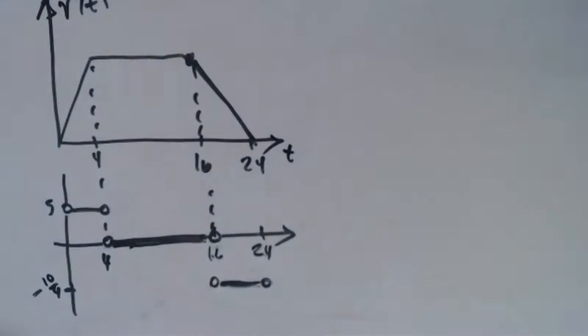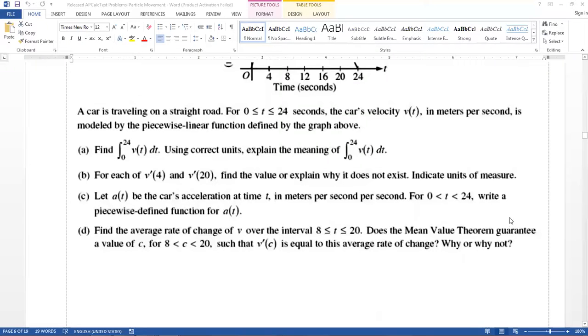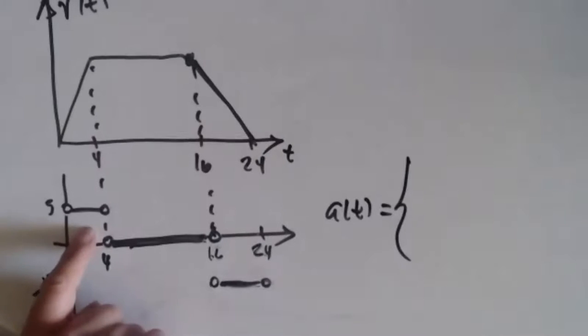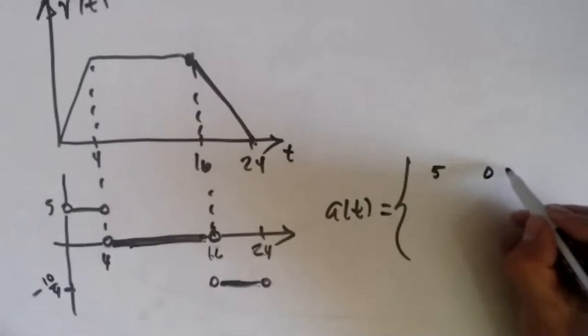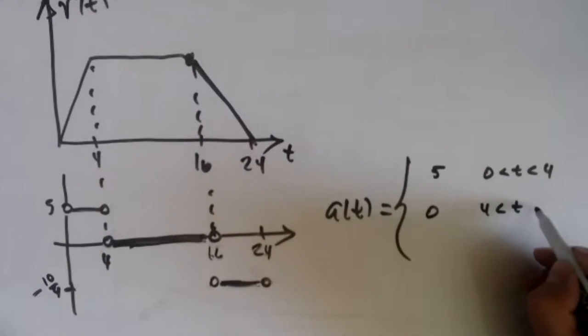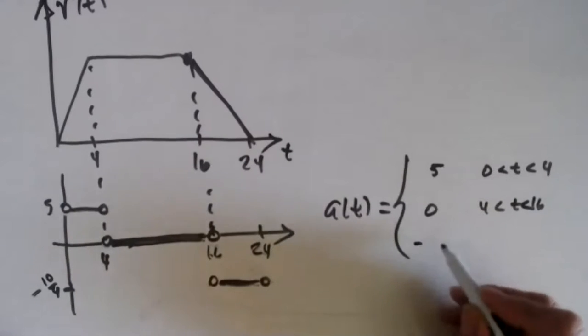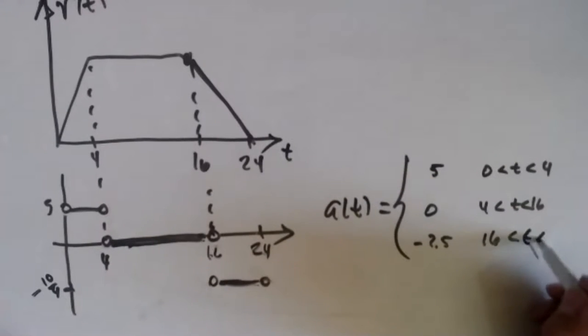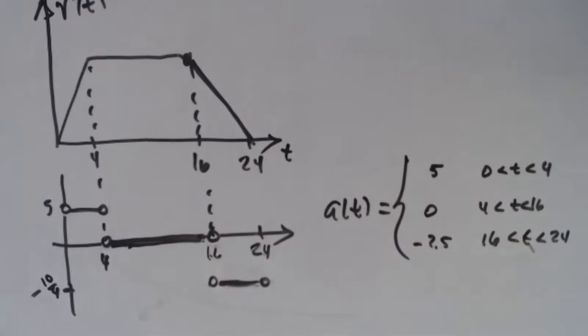Let me see what else we have to answer. Write a piecewise defined function for A of t. Okay, let's write the function. So the acceleration of t is 5 from 0 to 4, correct? 0 from 4 to 16, and negative 2.5 for 16 to 24, correct? So that's the function we have to write. So it's not very difficult.